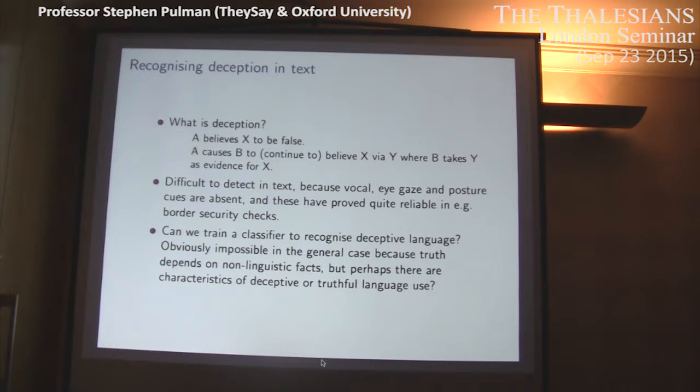Okay, let's then talk a little bit about deception. Deception's a kind of interesting thing, often quite difficult to define. Here's one definition. You've got A and B, and some proposition X. A believes X to be false. A causes B to believe X or to continue to believe X via some piece of evidence, typically a statement, where B takes that as evidence for the proposition in question.